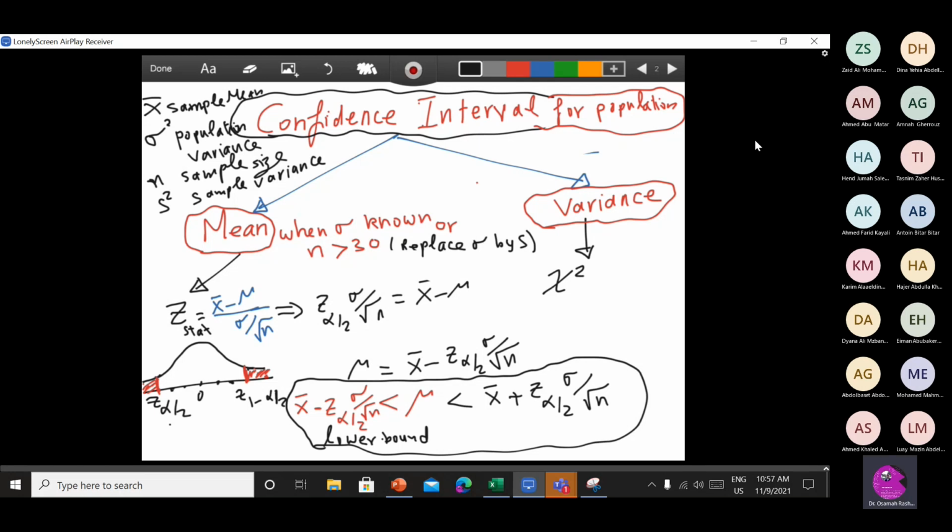And this is, I call it upper bound. Easy? Yeah, and what about when n is bigger than 30? You just replace sigma by S in this formula, right? Oh, okay. I got you now. I mentioned this one. Okay.